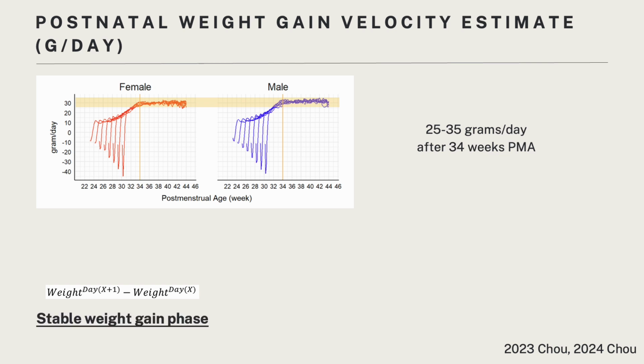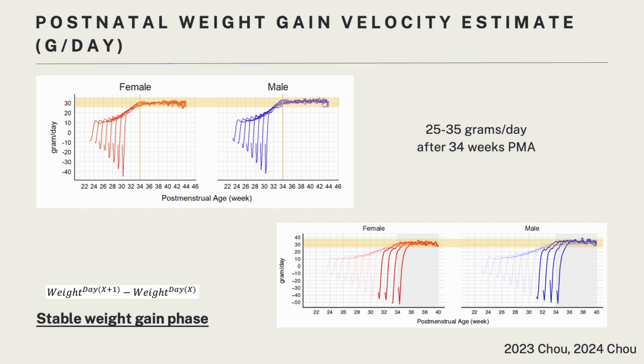We name this phase the stable weight gain phase because the estimated weight gain velocity is not a function of current weight anymore, but a relatively constant value. In later gestational age groups, after the initial weight loss phase ends, weight gain appears to go directly into the stable weight gain phase.